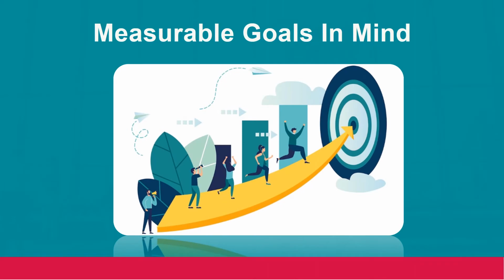Have measurable goals in mind. This is probably the most minute part of the campaign, but having clarity on what the results should be is a must. What do you want your campaign to achieve? The campaign's objective should be as specific as possible. The goals also need to be specific and measurable.